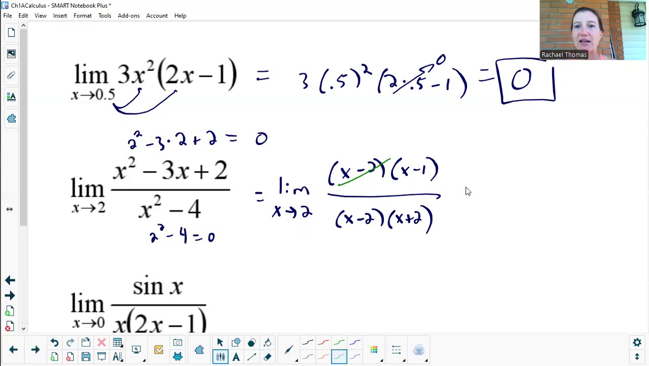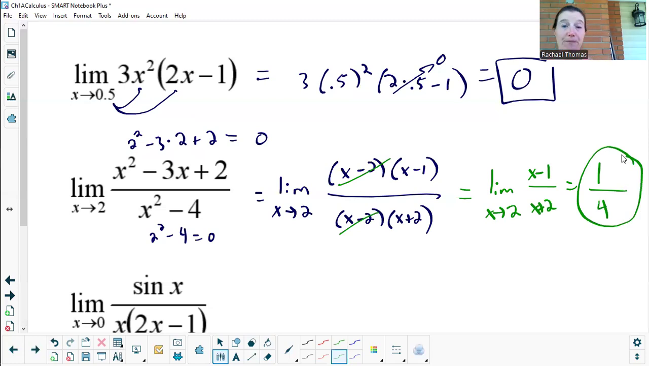I'm only allowed to cancel that out because x is not equaling 2. When we're talking about a limit, we're talking about all of the values near 2, but not equal to 2 for an x value. So now I'm allowed to rewrite this as simply x minus 1 over x plus 2. And now when I plug in my values, 2 minus 1 is 1, 2 plus 2 is 4, I get an answer of 1/4. All right, that's how we do the simplification and then substitution.